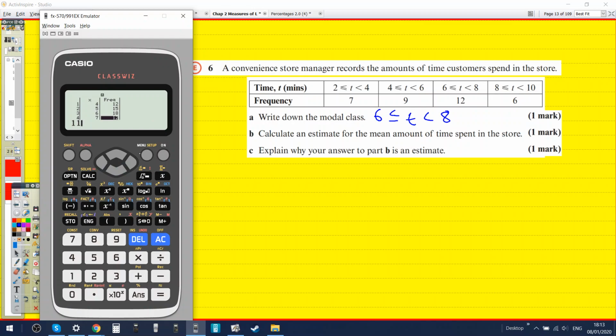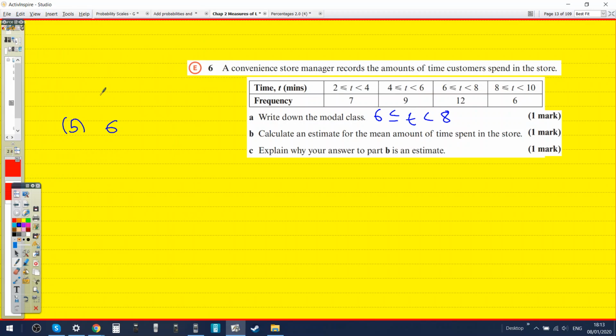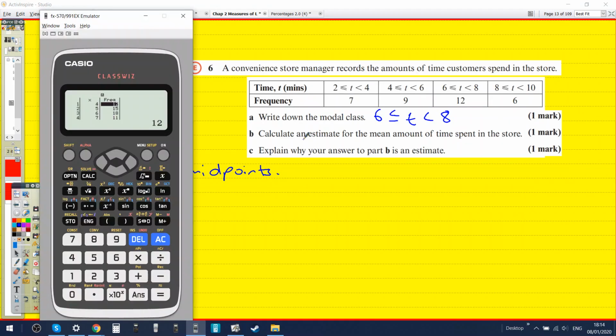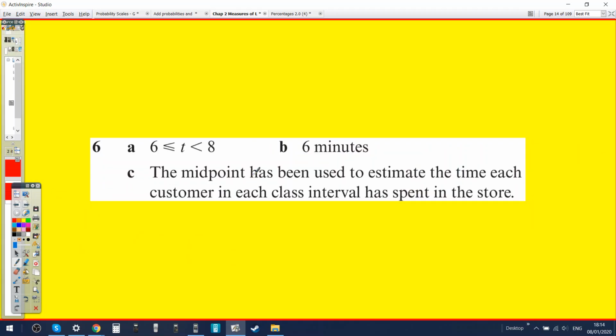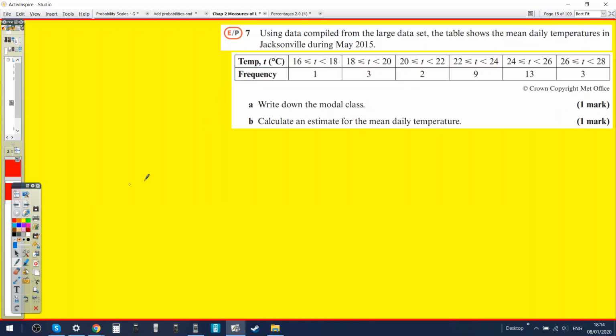Is it an estimate? Because we used the midpoints. Yeah. And so we don't know for a fact that all 7 are exactly 3. In fact, they're probably not. Yeah. Okay. Any questions there? No. Okay. The midpoint has been used to estimate the time each customer in each class interval has spent in the store. Okay, 6 to 8. Grand.